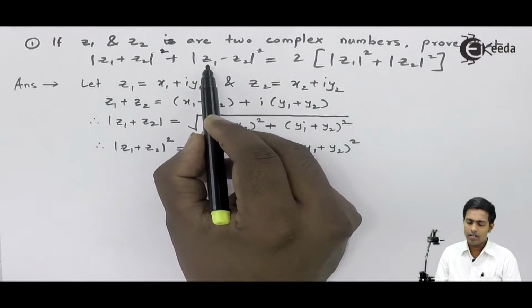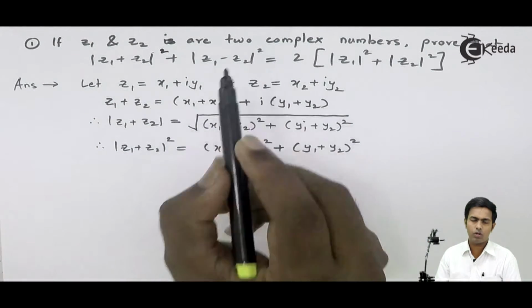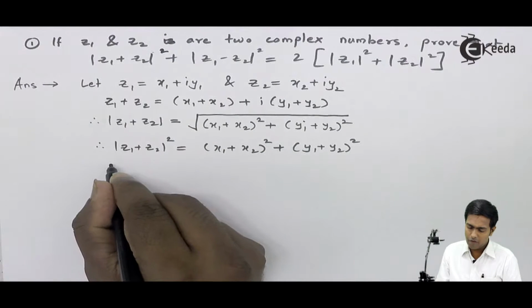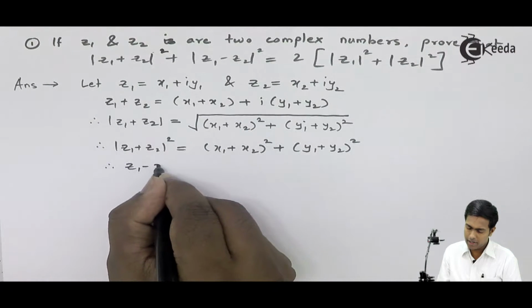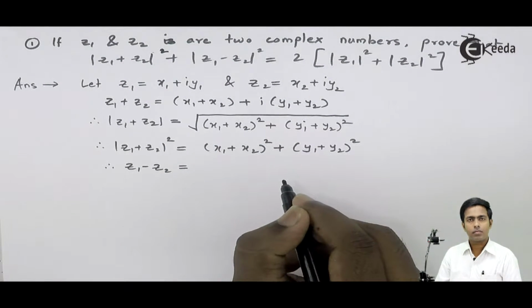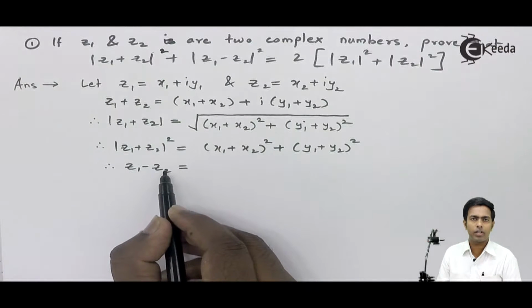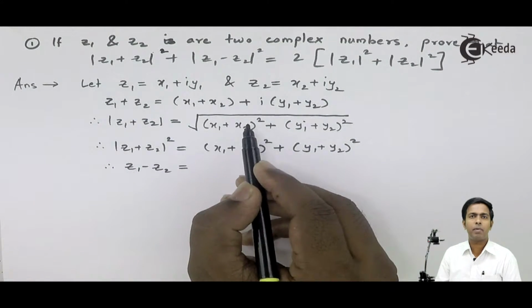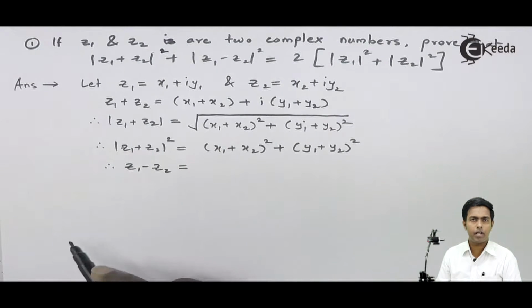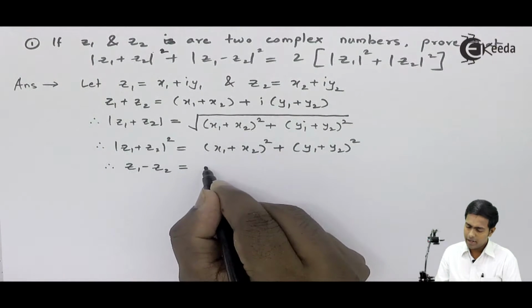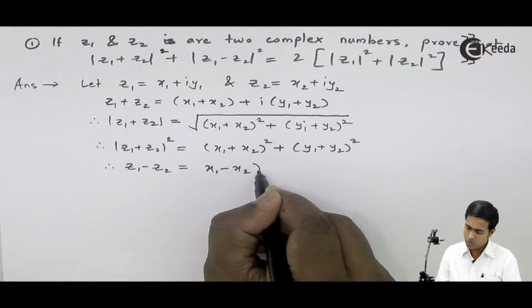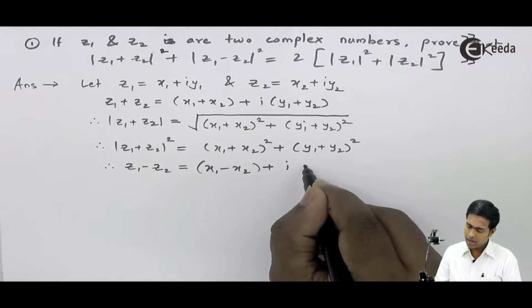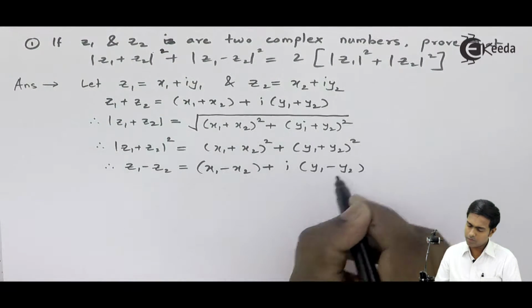Now I will find Z1 minus Z2 mod the whole square. So same procedure, I will first find Z1 minus Z2. So to subtract any two complex numbers, we will subtract real part from real part and imaginary part from imaginary part. So we will get x1 minus x2 plus i times y1 minus y2.